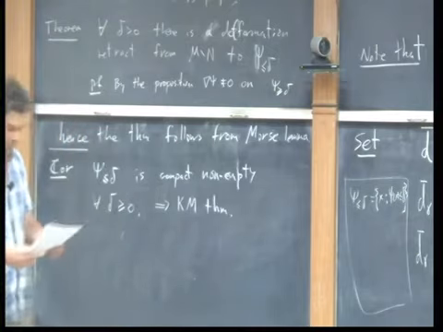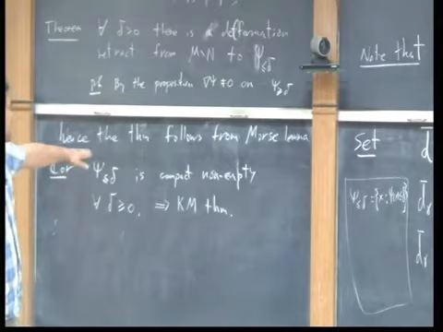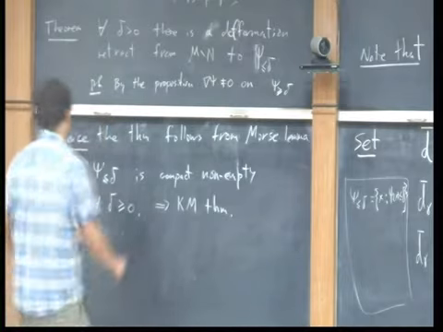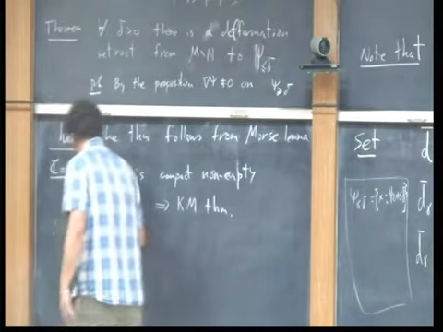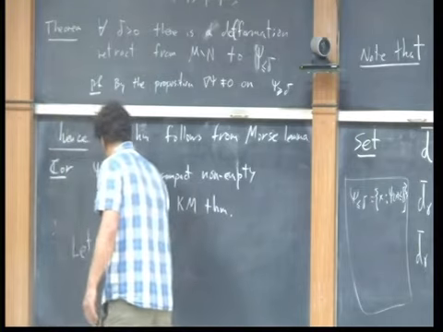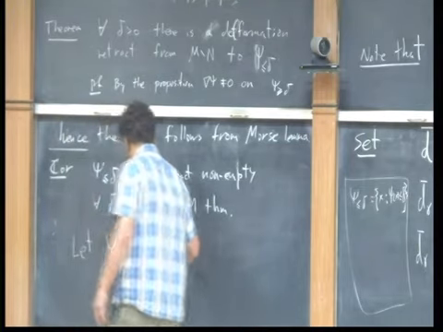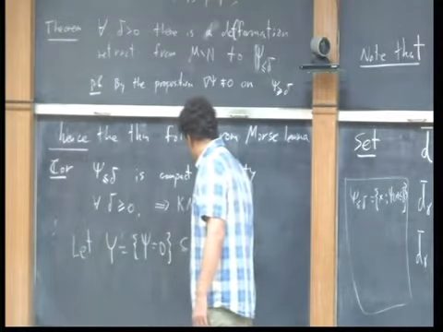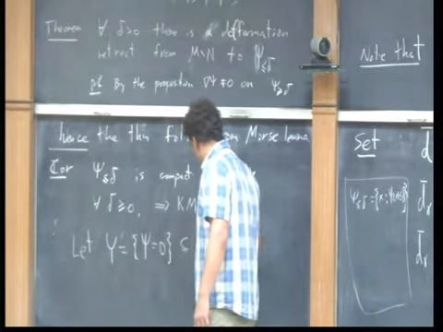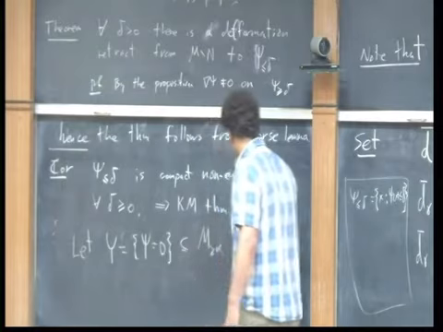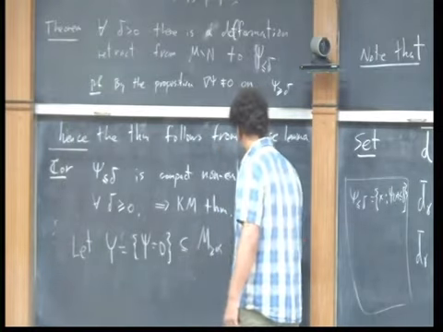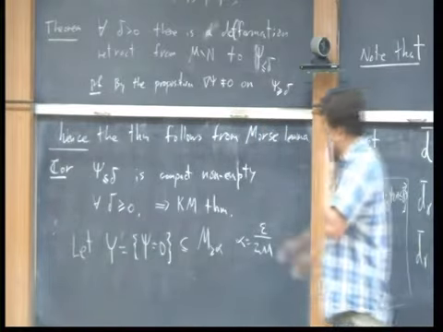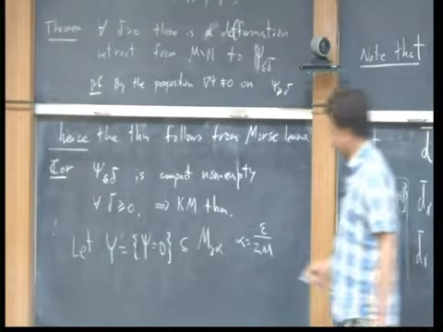And now I'm going to tell you how to finish the proof of the theorem. I want to bound the number of generators. So I have a set, let's call it by name. Let Y be the set where psi equals 0. And recall that Y is contained in the thick part, call it M alpha, where alpha is the constant epsilon over 2 mu, some constant. So Y is contained here.